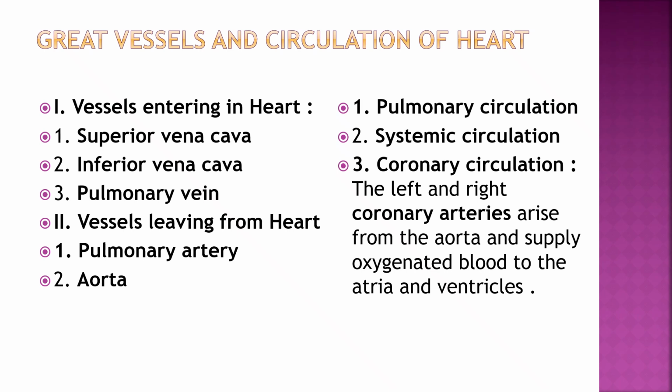Systemic circulation, exchange of blood between the body and heart. So it takes place between all four chambers and all four great vessels like aorta, superior vena cava, inferior vena cava. Then coronary circulation, it is the branches of coronary artery, that is left and right coronary arteries. They arise from aorta and then supply oxygenated blood all over the atria and ventricles. It is called coronary circulation. So it is through coronary arteries.